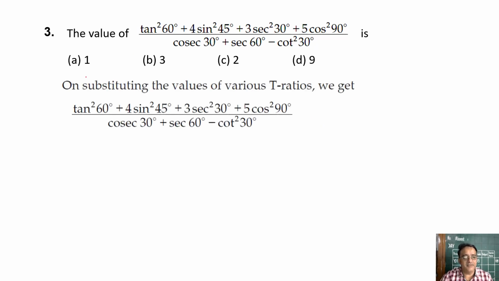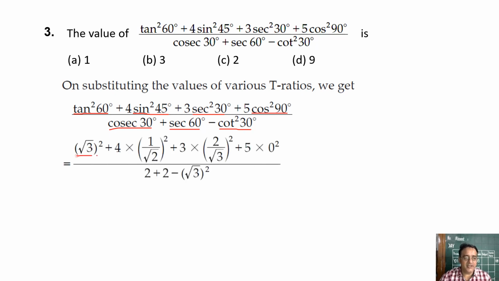So we'll start with the first, tan 60. What is tan 60? Root 3. Very good. What is sin 45? 1 by root 2, right. Sec 30 degree? 2 by root 3, very good. Cos 90? 0. Cosec 30 degree? 2, right. Sec 60 degree? 2. Cot 30 degree? Root 3, right.